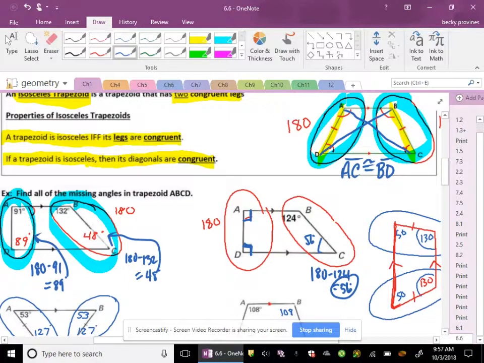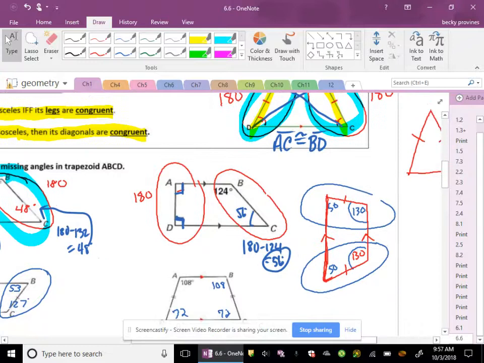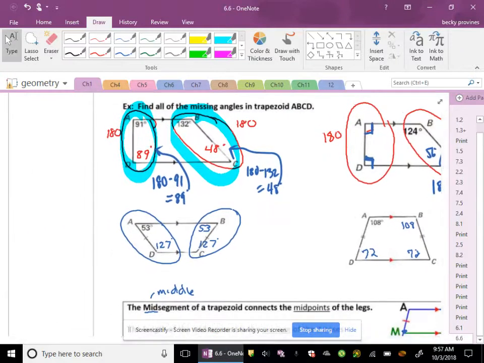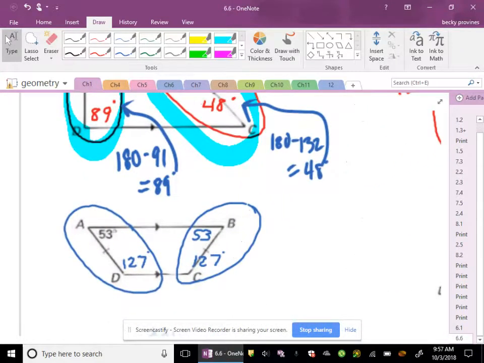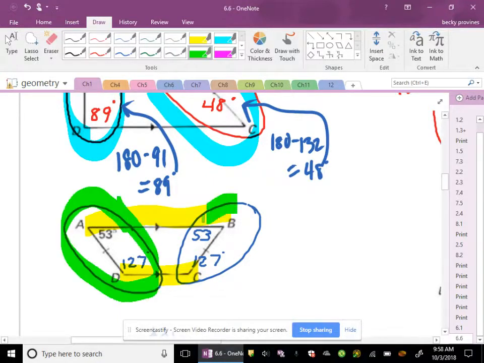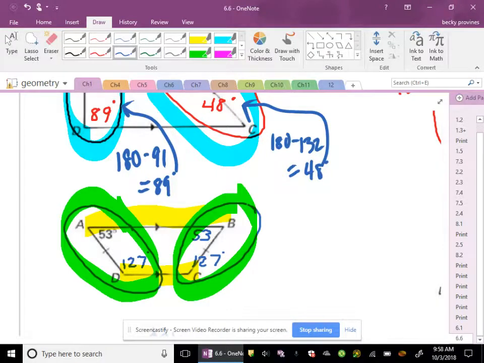As you can see, it's really not that difficult. You just have to figure out what two angles you're adding together. So find the parallel sides. These are the parallel sides. And then find the two that together equal 180. So again, how do I get the 127? 180 minus 53.